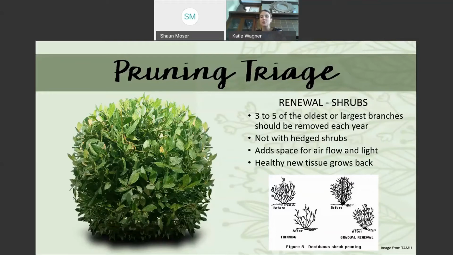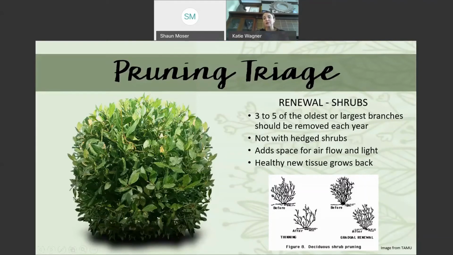So no more than 1/3. It could be 3 to 5. It could be more if it's a larger size shrub. But again, you want to select those largest and those oldest branches, and you take them down all the way down to the base. And you can see now you're really opening up that shrub.